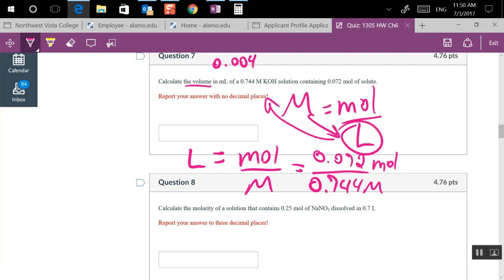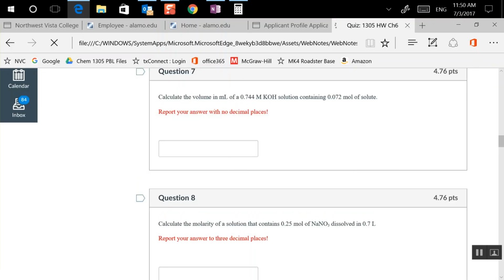Can you go through chapter 6, numbers 5 and 6? Since we don't have to, he said we don't have to calculate.